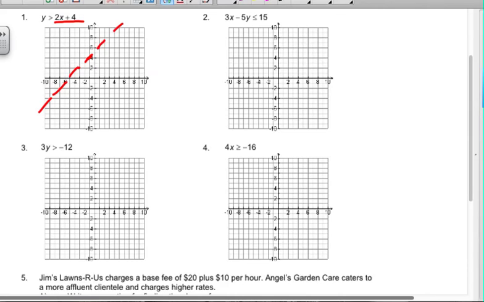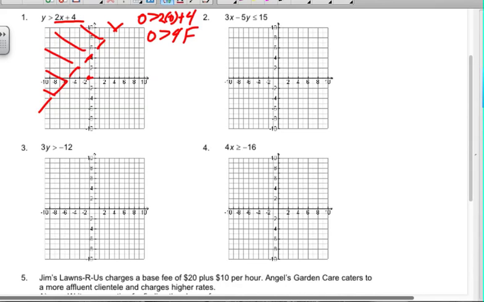All right, and now we pick our test point. 0, 0 works. So I check to see if 0 is bigger than 2 times 0 plus 4, or is 0 bigger than 4? This is false, which means it's not the side that that point's on, but the other one. So we graph that side right there.